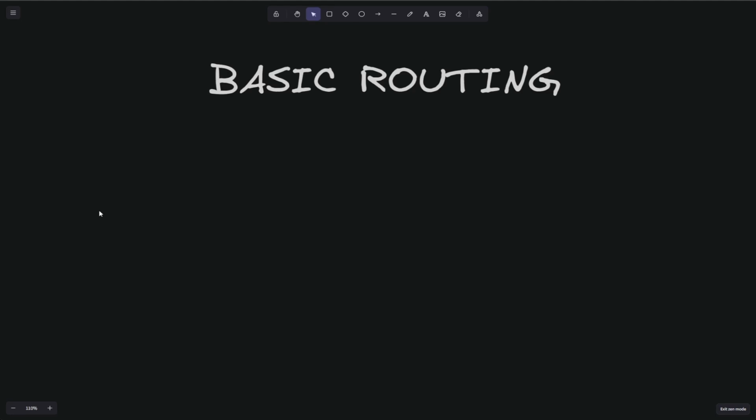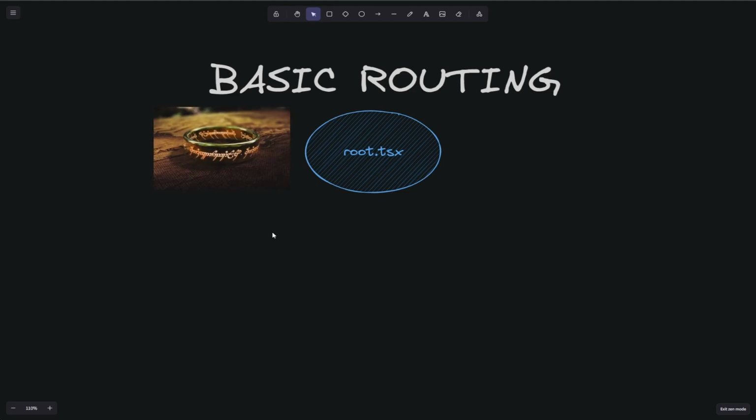So the basics of routing all start with the root.tsx file. The root.tsx file is a special file located in your app directory, and it's basically the entry point of your whole application. So everything starts here and ends here. You can think of it as the ring from the Lord of the Rings. It's kind of like one route to rule them all, one route to find them, and one route to bring them all and in Remix bind them.